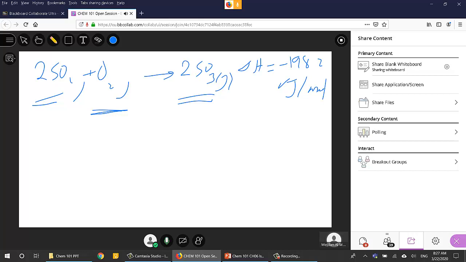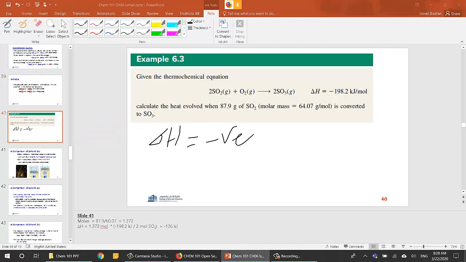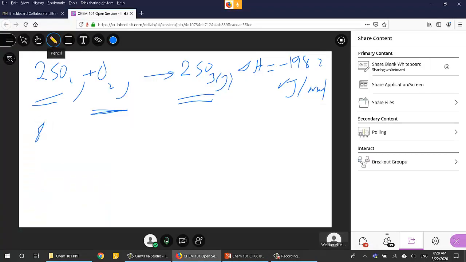Now, if you are reacting 1 mole only of this, then delta H will be half of that number. So I hope you get the idea here. Per mole means per mole of the oxygen. We have 87.9 gram of SO2, and the molar mass is 64.07. Now he needs to find delta H if I'm reacting 87.9 grams.